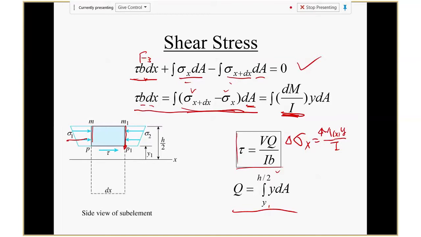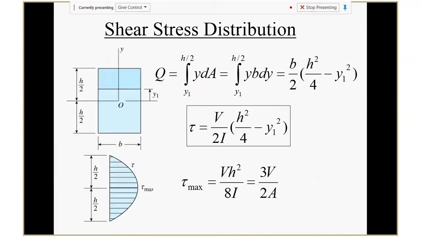Q, based on this derivation process, we define as the integral of y dA over this area, the one from the top to your location y. So that's something that depends on geometry again, and has nothing to do with load. When you have a different shape of beam, the Q value will be different. The easiest one you can calculate is a rectangular beam, I mean the cross section is a rectangular shape.